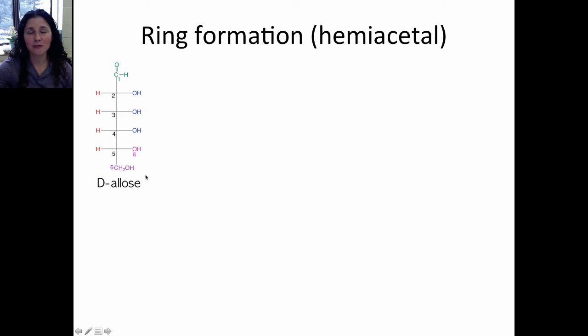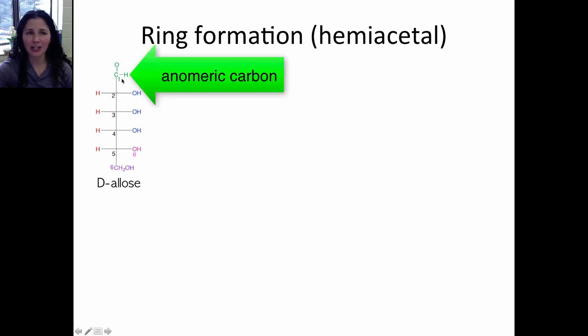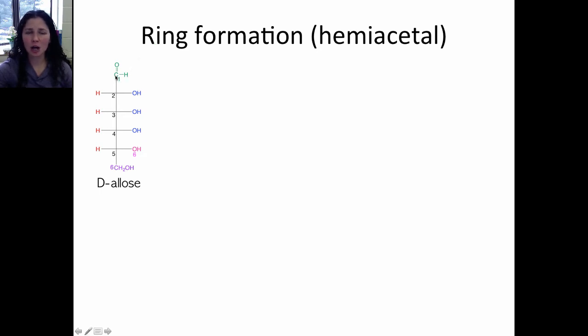Sugars like to form either 5 or 6 membered rings, and for the most part, aldoses, like D-allose, will form six-membered rings. The six-membered ring forms by forming a bond between the carbonyl carbon and an alcohol 6 positions away from that carbon. The carbonyl carbon of a sugar is called the anomeric carbon. This is a new term. This is an anomeric carbon. It's the carbonyl carbon of a sugar. I'm going to call this carbon number 1 because it's the carbon at the end of the chain closest to the anomeric carbon.